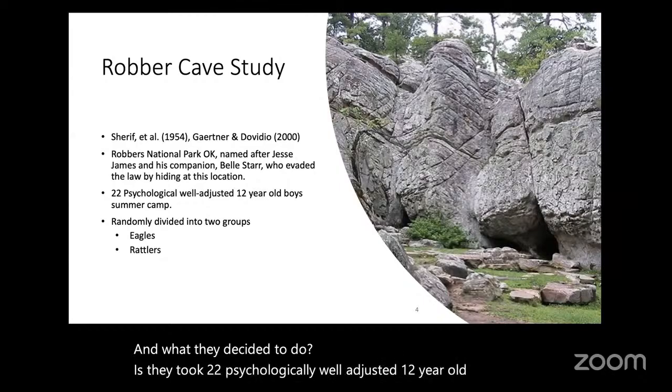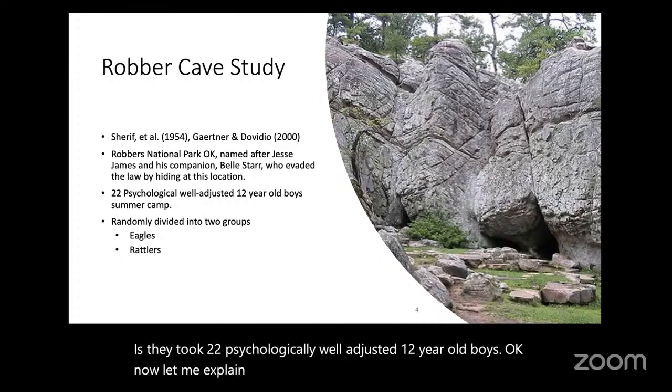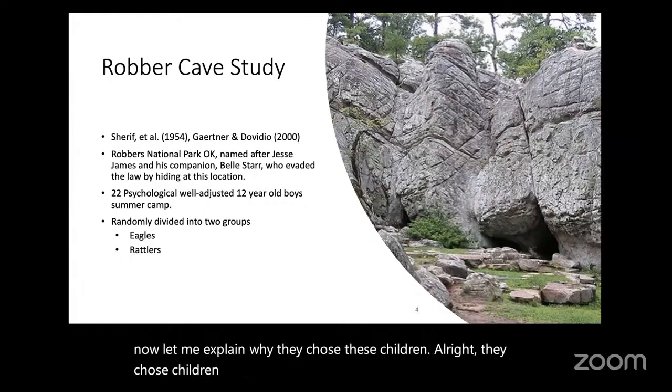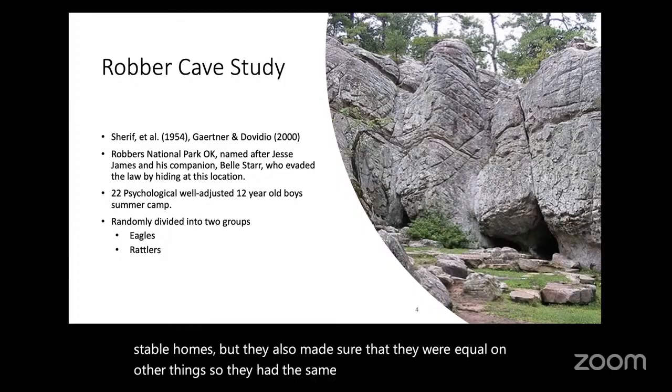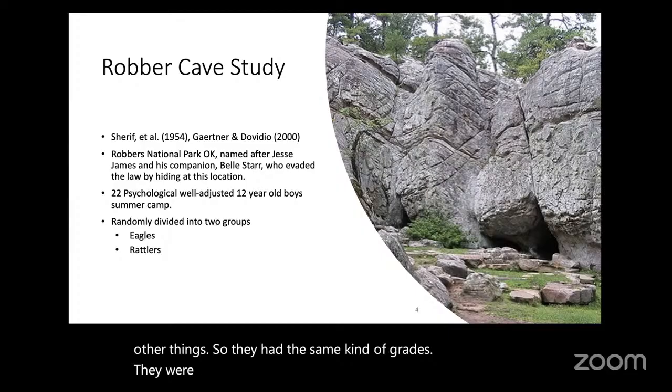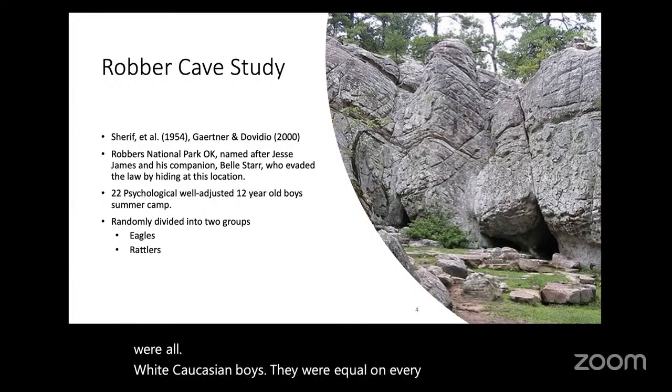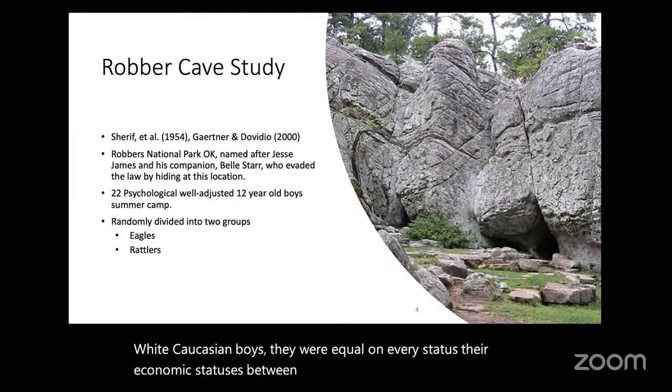Okay. Now, let me explain why they chose these children. They chose children that didn't have histories of trauma. They came from stable homes, but they also made sure that they were equal on other things. So they had the same kind of grades. They made it so that they were all white Caucasian boys. They were equal on every status. Their economic statuses between their parents was exactly the same.